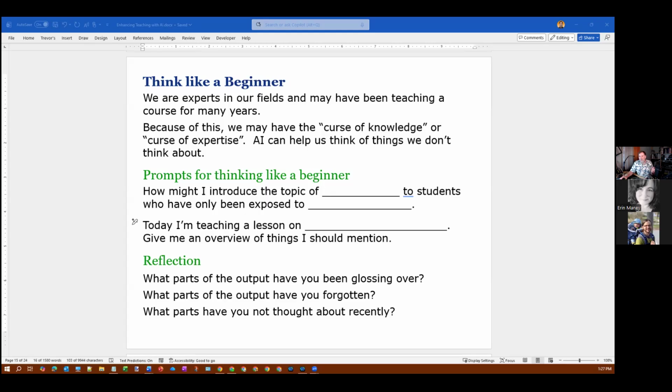hey, I'm going to teach a lesson. What should I include in the lesson? Now, again, I'm not going to take this lesson and just present it. I'm going to think about it. Okay, and I see there is quite a bit up here.